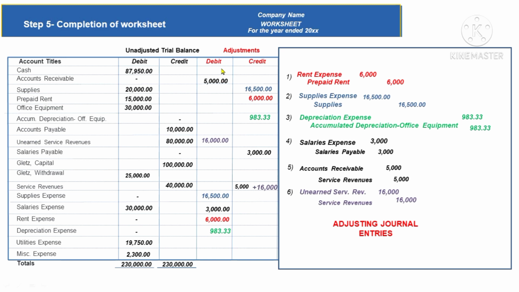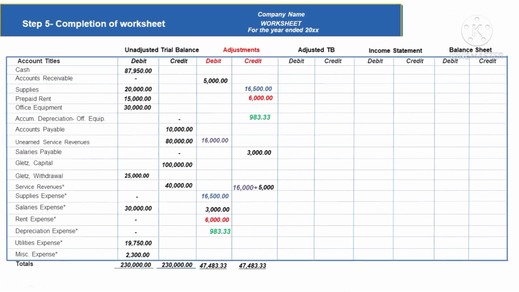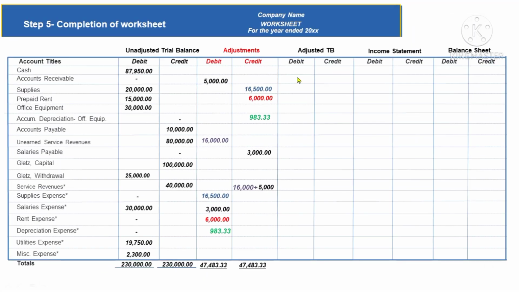But the third and fourth columns will never be complete if we are not going to add all the debits and all the credits. So the total for the debits is 47,483.33, while the credits is also 47,483.33. Now it's time to complete the rest of the worksheet. Let's fill up the fifth and the sixth columns for the adjusted trial balance.